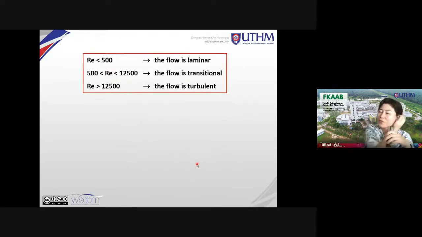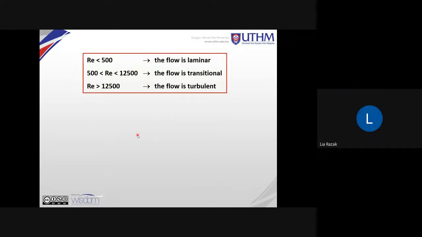So now how do we classify it? Remember last time in your pipe flow, you have this Reynolds less than 2000, the limit.